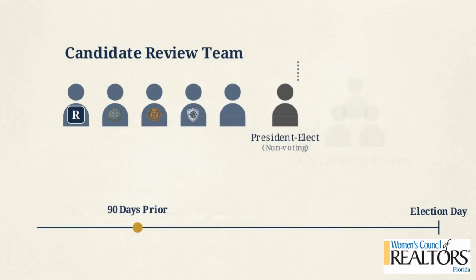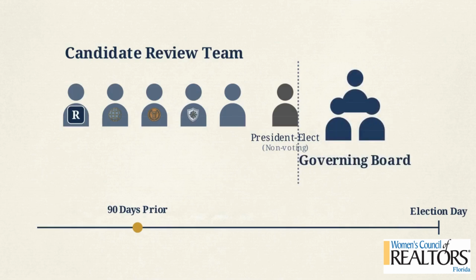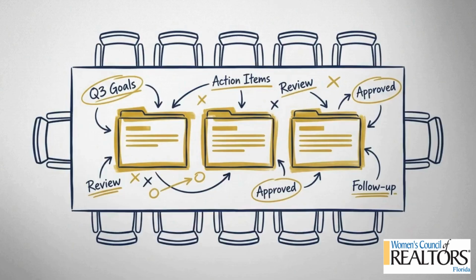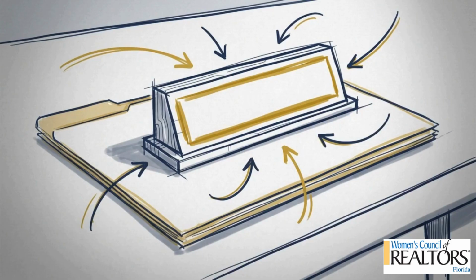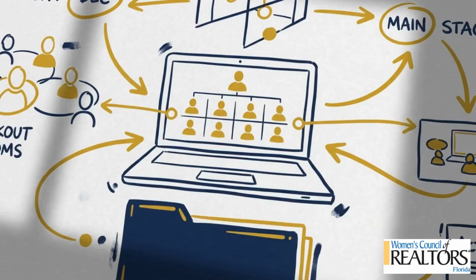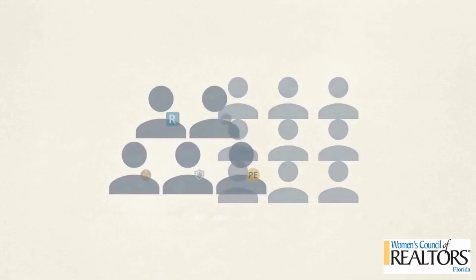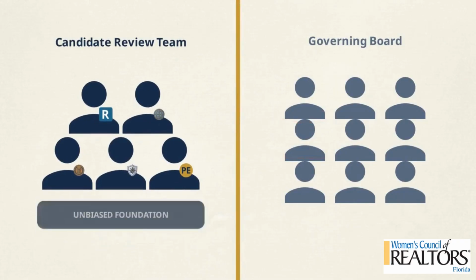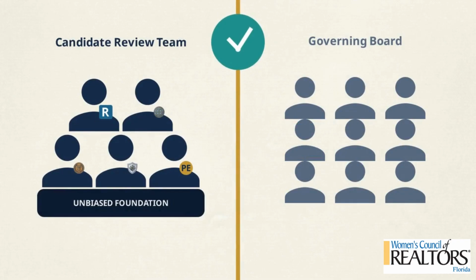A common failure point happens right here. You must ensure that all other current members of the governing board are excluded from participating on this team. During this initial meeting, the team has 3 administrative tasks to complete. They need to select a chair, confirm the exact election date, and decide the event format. By strictly isolating the candidate review team from the current voting board, you remove conflicts of interest and establish an unbiased foundation for the entire process.